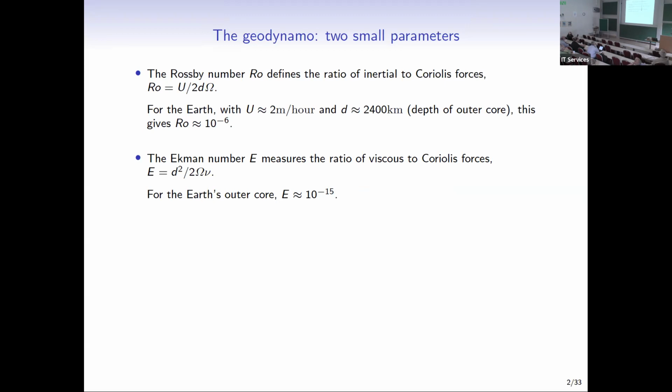and the Ekman number. So the Rossby number is essentially the inertial to Coriolis forces, and we can estimate it, as we heard in a few talks already. We have some estimate of the very slow speed in the Earth's core, and a very good estimate, of course, of the depth of the outer core, giving something like 10 to the minus 6. And the Ekman number, the quantity we don't know quite so well is the viscosity, but the number that everyone always quotes for the outer core of the Earth is 10 to the minus 15. So these are two extremely small numbers. And so you'd like to tackle dynamos for which these two numbers are very small.